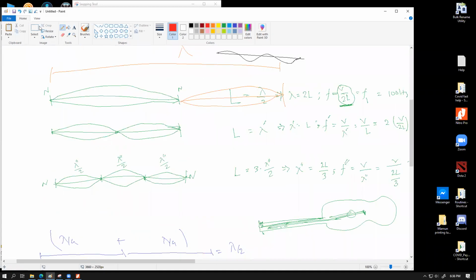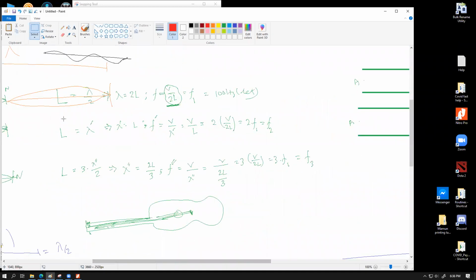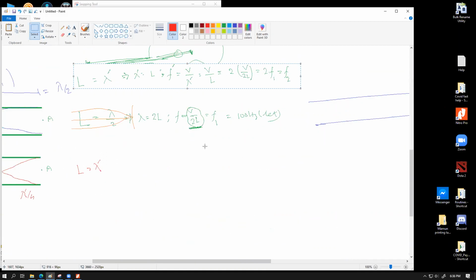So I can copy out this calculation over here as well all together and place it right over. Oops.